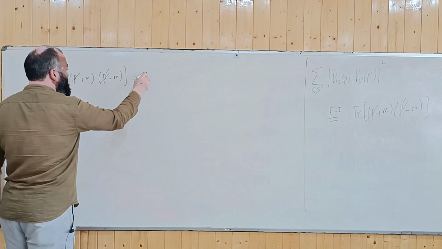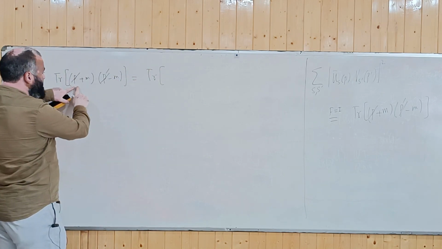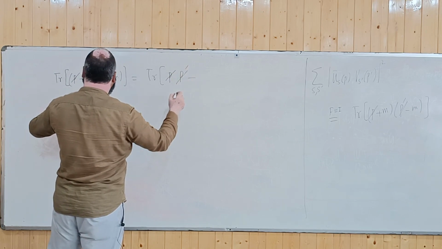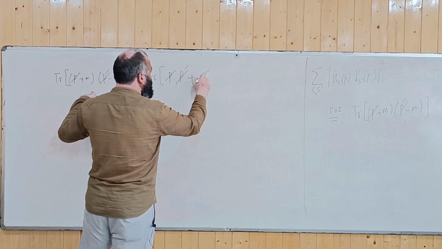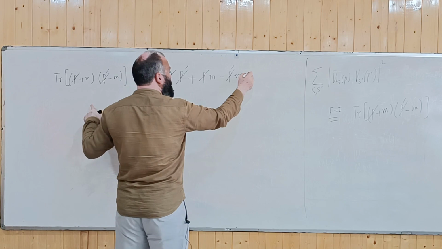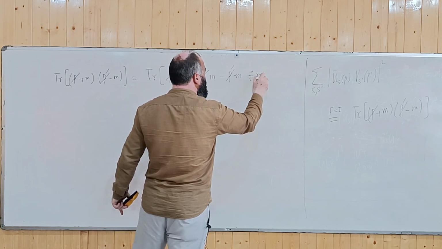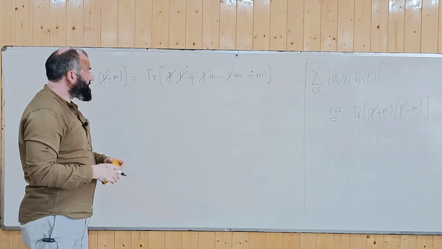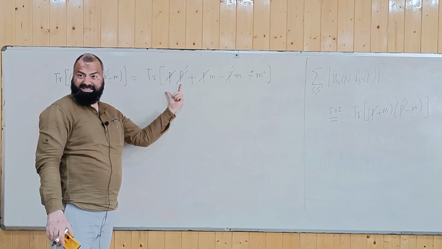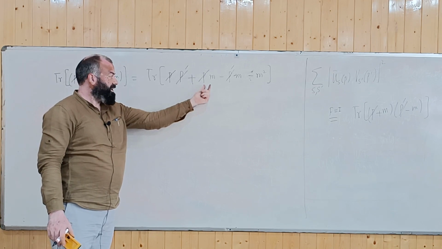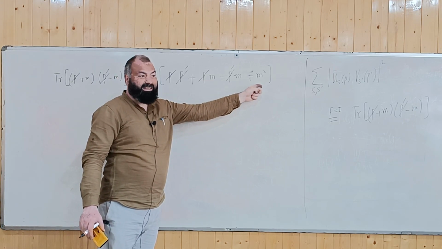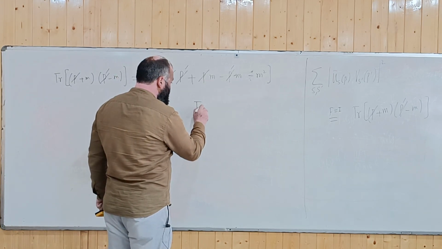So I will write it as a trace, multiplying P slash P prime slash, then plus P slash M minus P prime slash M, then minus M square. Now tell me, how many gammas does this factor contain? Two gammas. How many does this one contain? One gamma. What is the trace of an odd number of gammas?